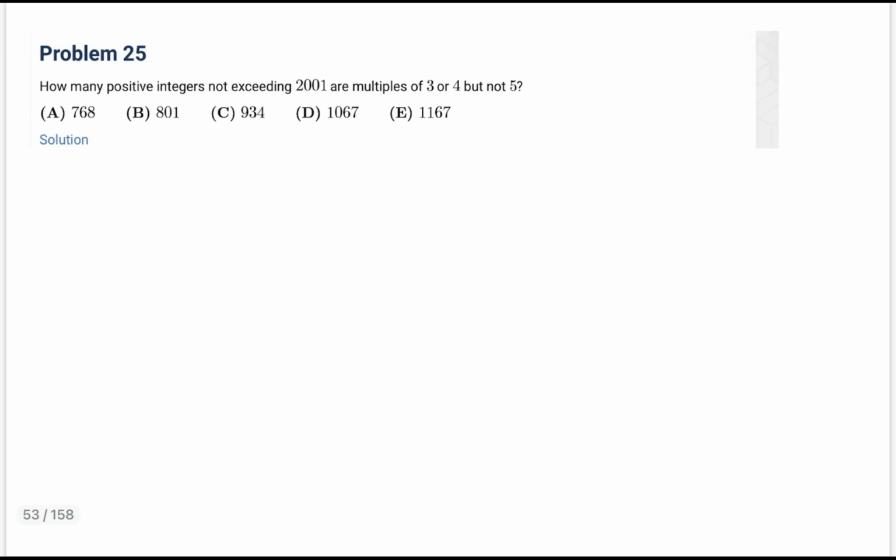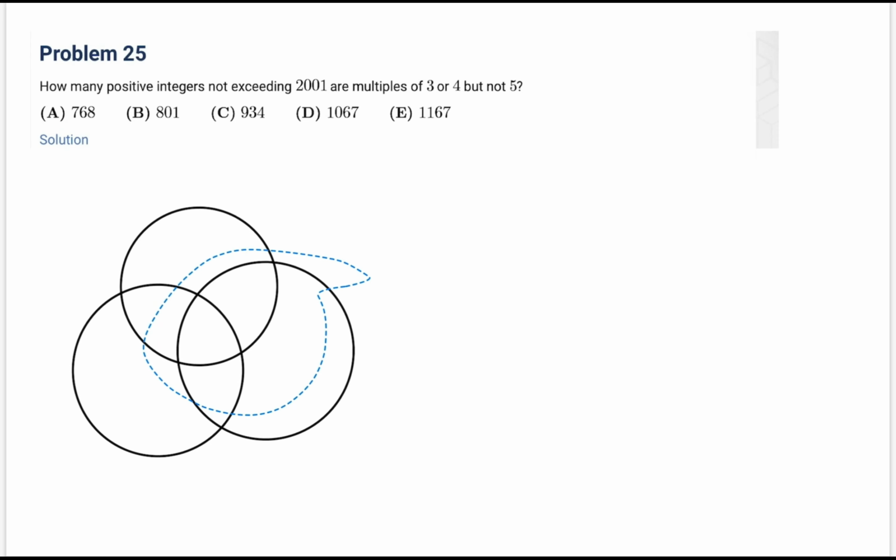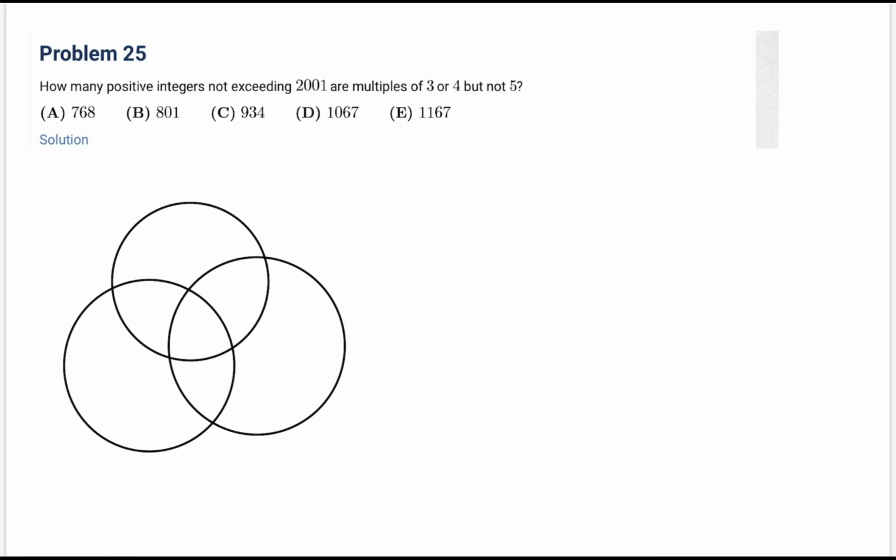Last problem, problem 25. How many positive integers not exceeding 2001 are multiples of 3 or 4 but not 5? Okay, so to make this problem easier, we can make a Venn diagram, kind of like this. So this could be of 3, a 4, and a 5.